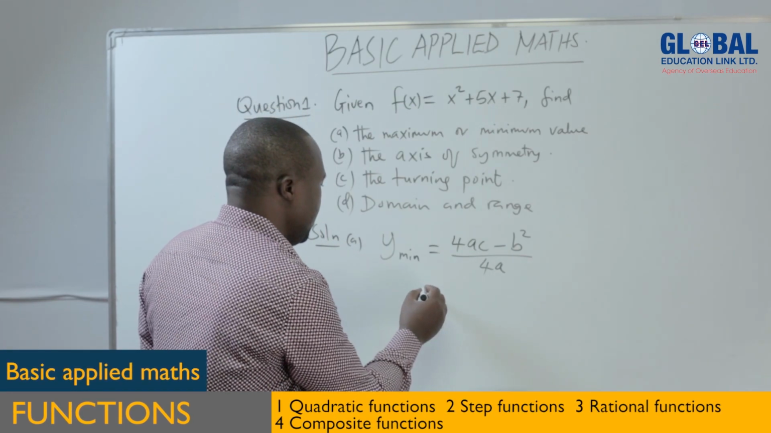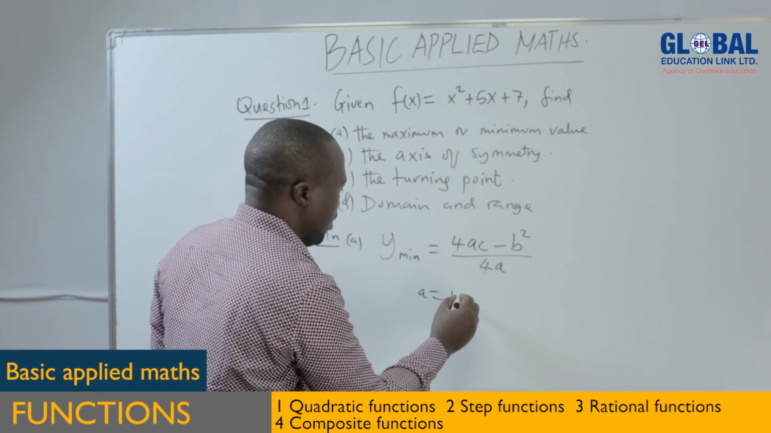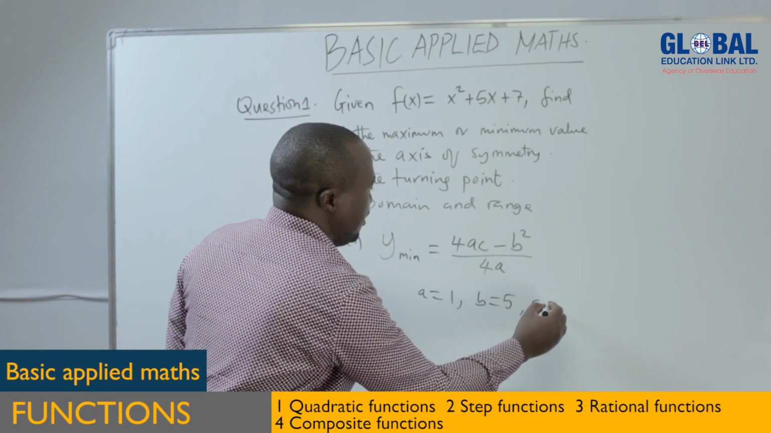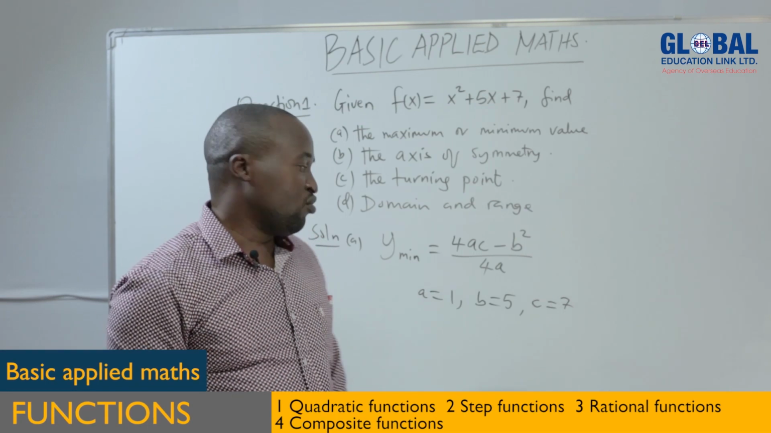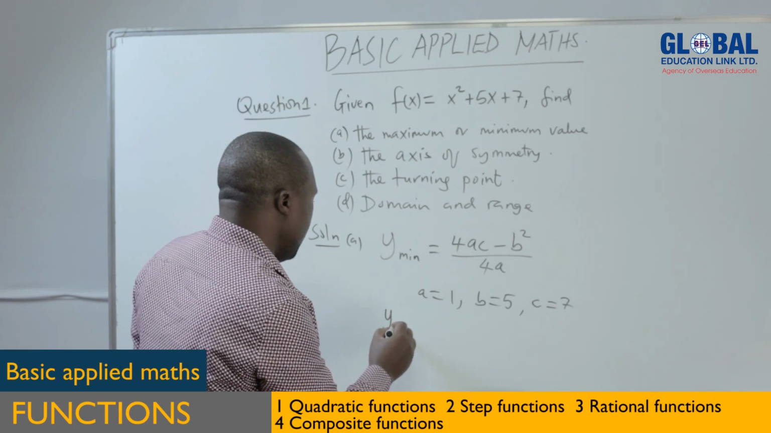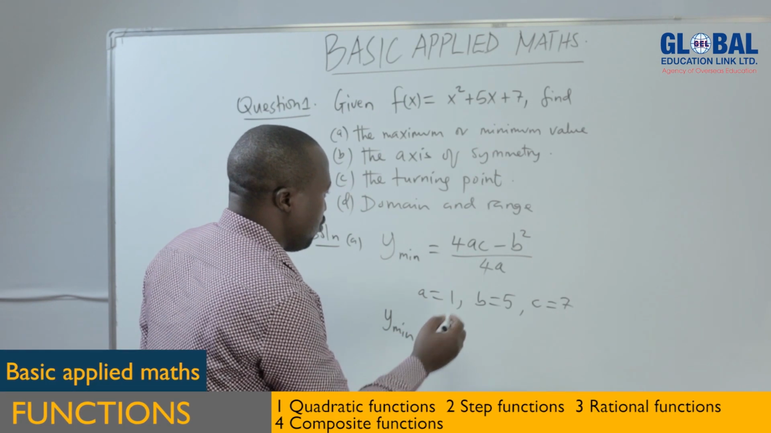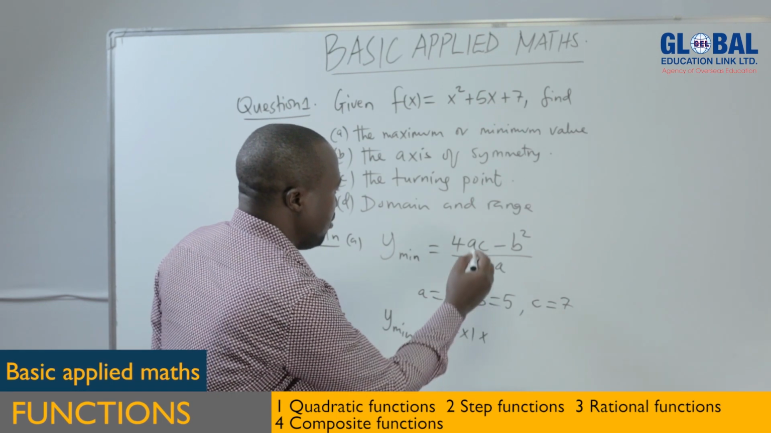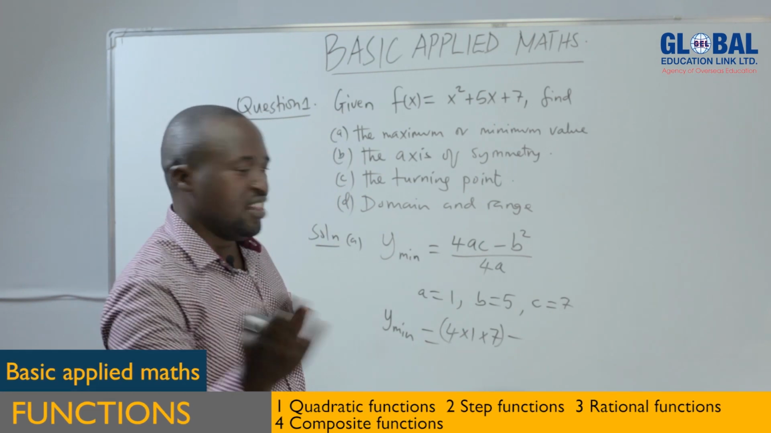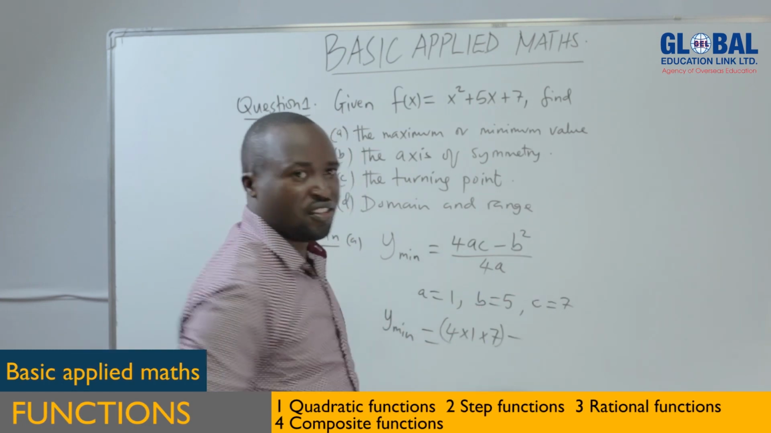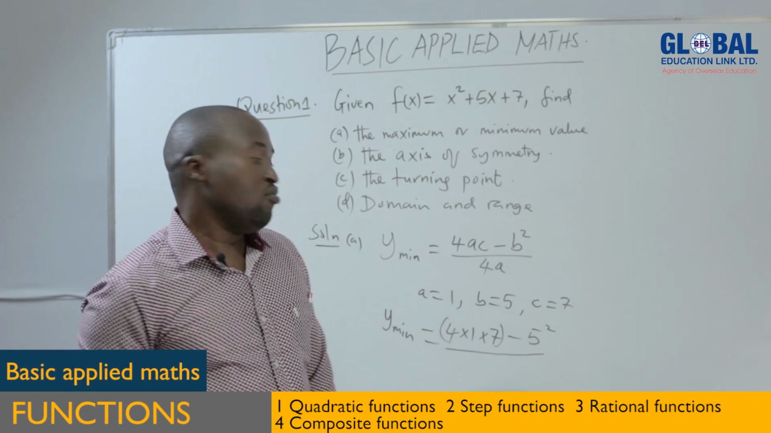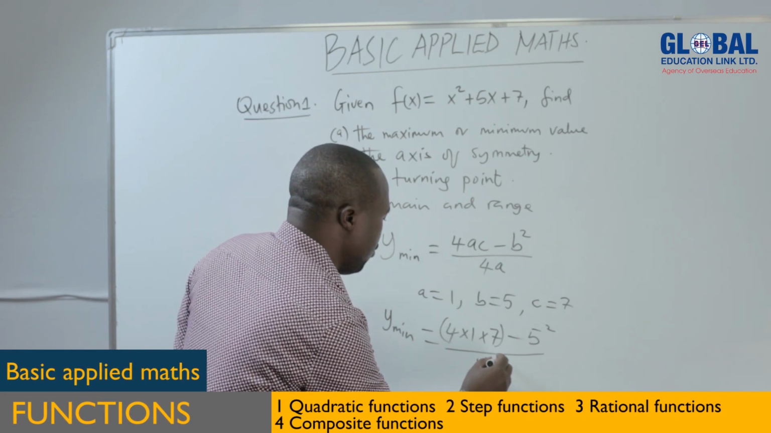So we have a is equal to 1, b is 5, and c is equal to 7. So my dear student, we just substitute these values in our general formula. Therefore, y min will be equal to 4 times a, our a is 1, times c, c is 7, then minus b squared, so 5 squared, over 4a, that is 4 times 1.